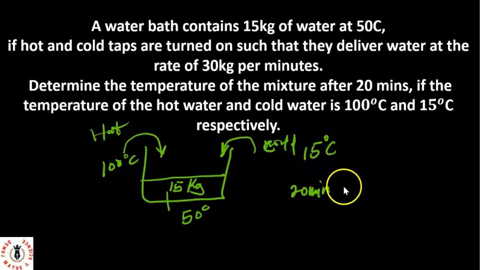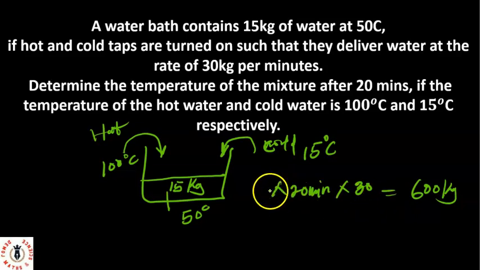So, in 20 minutes, each tap would have delivered 30 times 20, that is, they would have delivered 600 kg of water. Let's multiply it by 2, since there are two taps. They would have delivered 1200 kg of water.